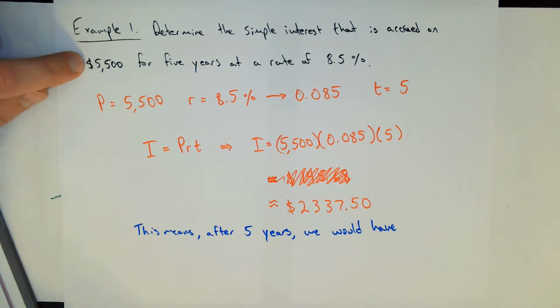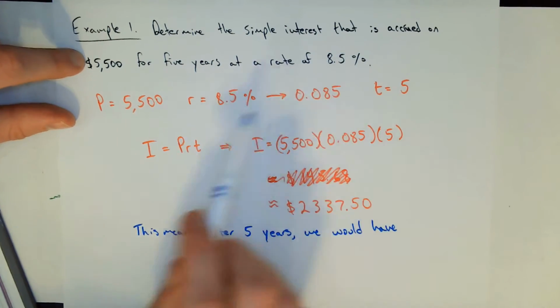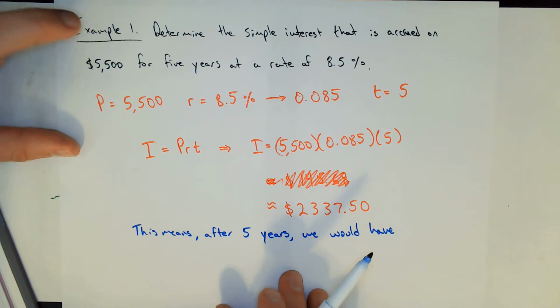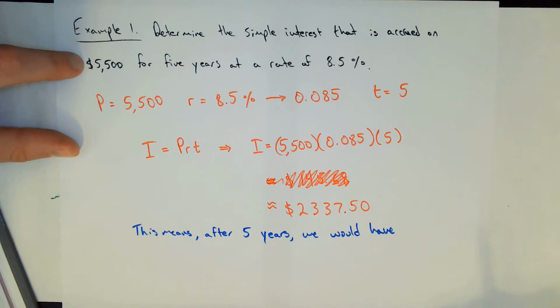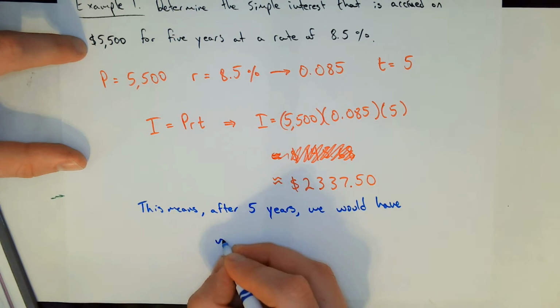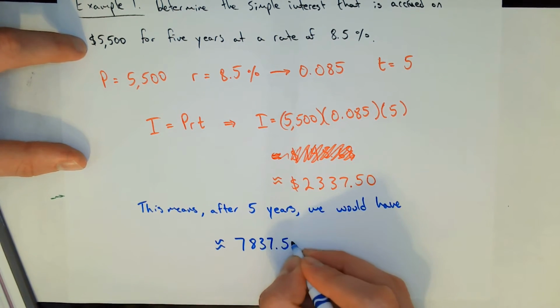So how do you find out how much money you would have in your account? If you plop this much money into a savings account with this interest rate and you wait for 5 years, you go look at it, you know this is how you calculate the interest because it's a simple interest savings account. How would you find out the total money in there? You would add it, right? You would add what you put in there plus the interest that you earned. So you would have approximately $7,837.50.